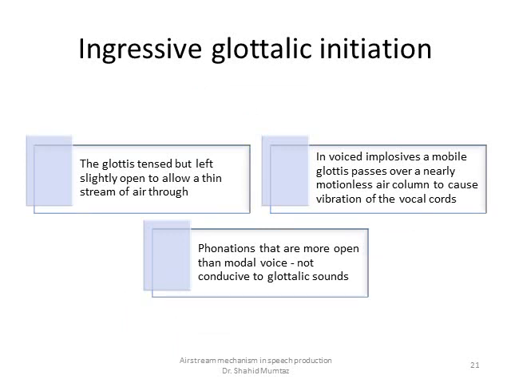Instead of keeping the glottis tightly closed, it's tensed but left slightly open to allow a thin stream of air through. Unlike pulmonic voiced sounds, in which a stream of air passes through a usually fixed glottis, in voiced implosives, a mobile glottis passes over a nearly motionless air column to cause vibration of the vocal cords.